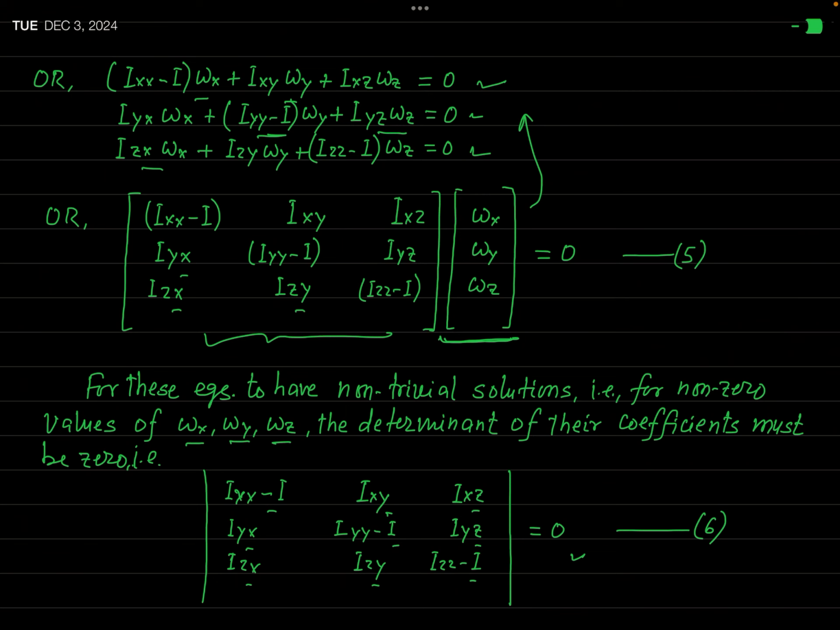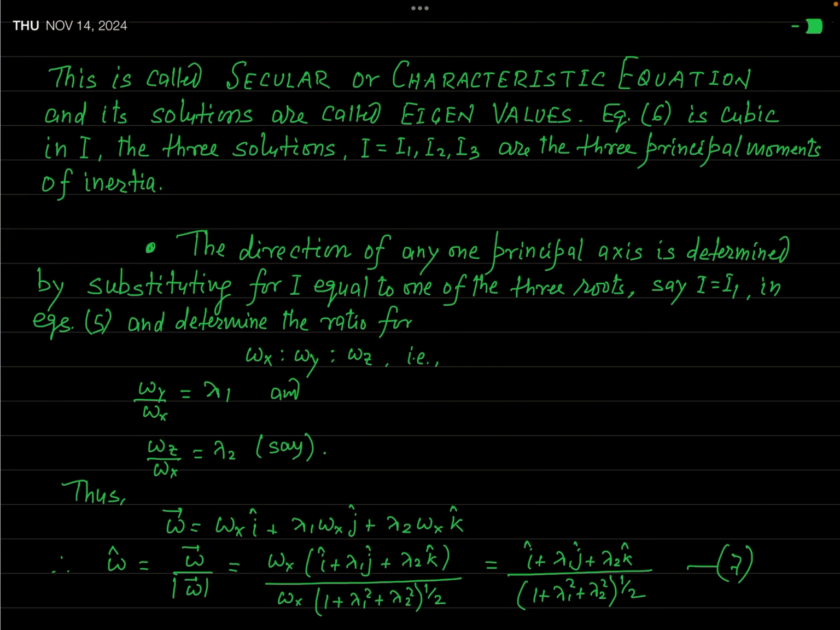And you can see, since I is present in 3 elements of this determinant, definitely this equation will be cubic in I. I cube term will be present here. And you know there are three roots of a cubic equation. So since this equation is cubic in I, there must be three values of I. And if you denote those three values by the symbols I1, I2, I3, then these three values are the three principal moments of inertia of the body. Okay? Because I represents the principal moment of inertia, these I1, I2, I3 are the three principal moments of inertia of the body, or these are the three eigenvalues of the body. Okay?